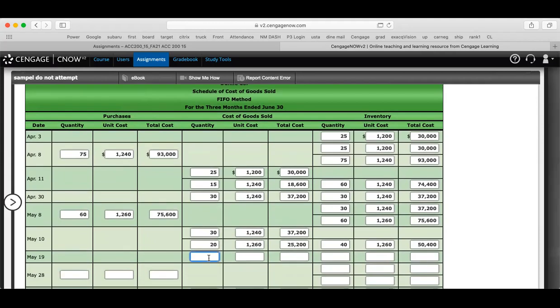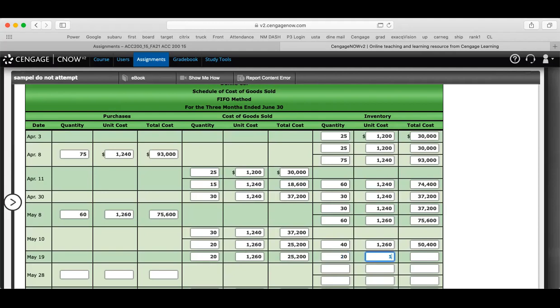So we sold 20 more at the 1260 price and we got 25,200. All I did was 12 times, well, I knew right here, 12 times 1260 is 2520. But if you want to double check, 20 times 1260 equals 25,200. That's correct. So that leaves us with the balance of 20 because 40 minus 20.